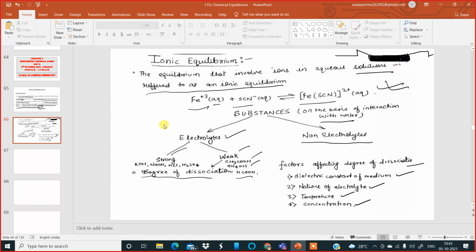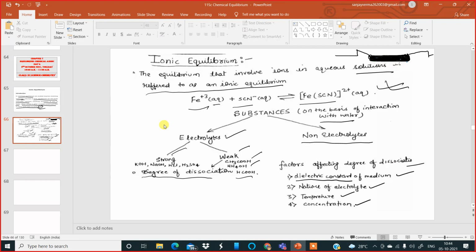So the first one being dielectric constant. So what is dielectric constant? It is a factor which opposes the movement of electrons or current in that medium. So if the dielectric constant is high, it will not allow the dissociation to happen. If it is low, it will allow. That is how we understand the factors affecting the degree of dissociation of an electrolyte, which can be strong or which can be weak.